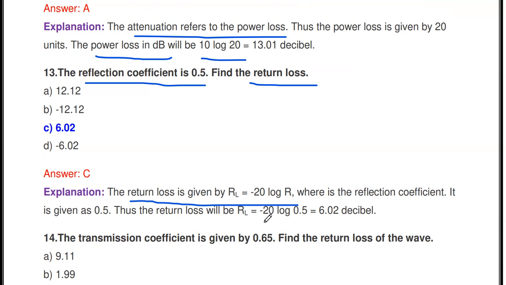Okay. So minus 20 into log of the reflection coefficient, 0.5. If you calculate, we will get the answer as 6.02 decibels. Okay, 6.02 decibel.